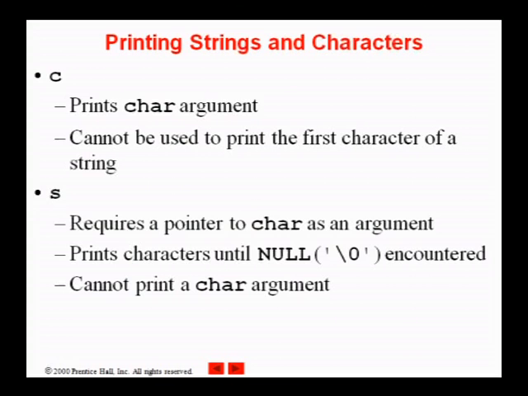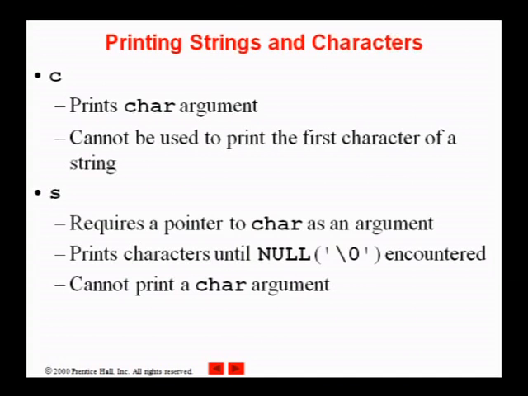Percentage c cannot be used to print the first character of a string. We can print a single character, but when there is a string we cannot use c. Percentage s is going to print a group of characters. When you want to print your name, for example Polytechnic, government, it's a group of characters. So to print an entire string we need to use a specifier called percentage s. It requires a pointer to character as an argument and prints characters until the null character is encountered.